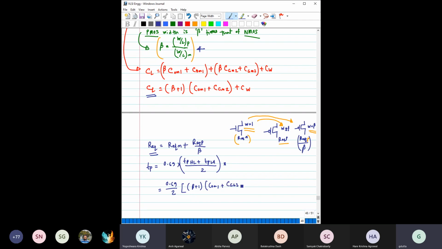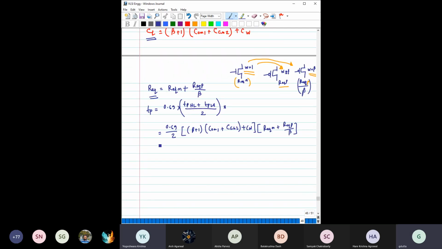C1, this CGN2 plus CW, and here we are writing R equivalent P by beta, right? Anyway, I think if you do it, some value would come, but this is not important as of now, so let us keep it like this only. Let me write it like this. So it is 1 plus beta. Okay, let us keep it like this only.